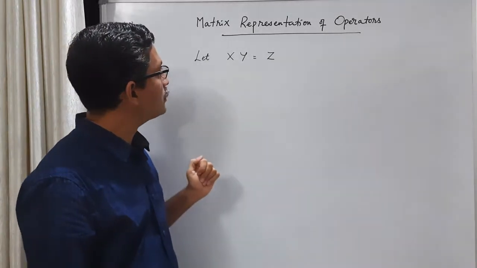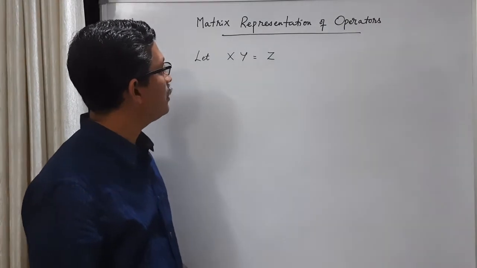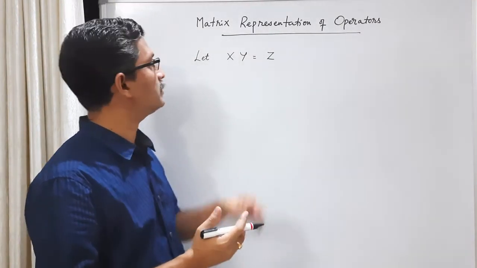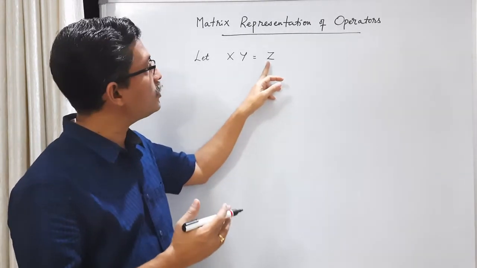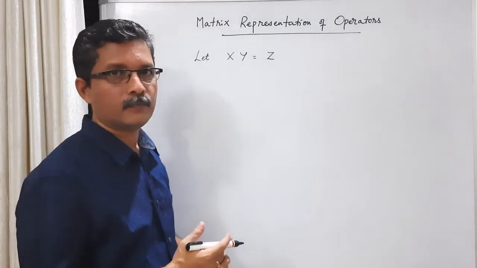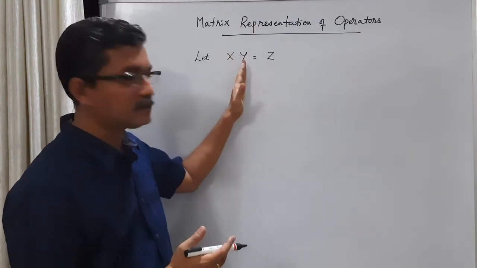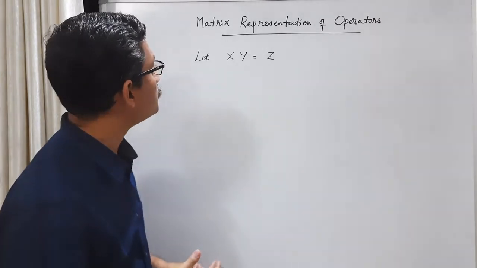Now let us ask the question: if we have such a relationship, then what is the matrix representation of Z? How is it connected with the matrix representation of X and Y? Is there any connection between the matrix representation of X, the matrix representation of Y, and that of Z?